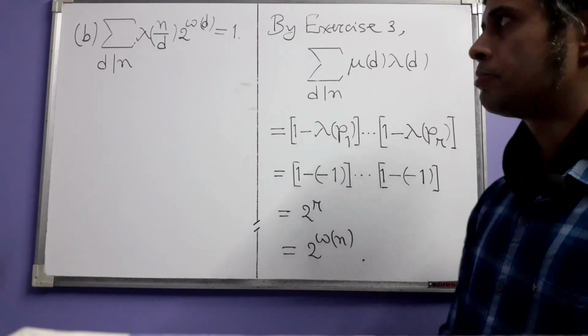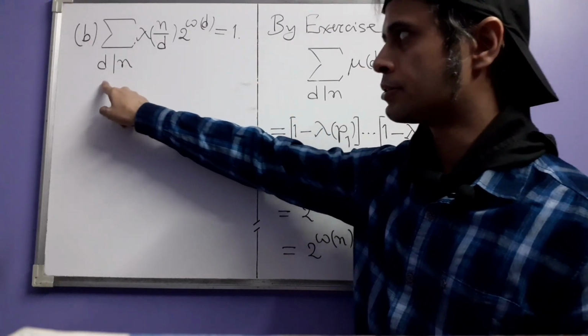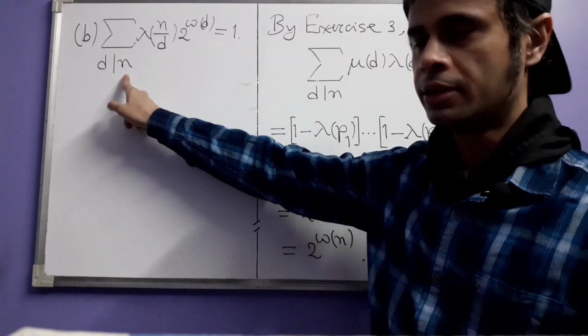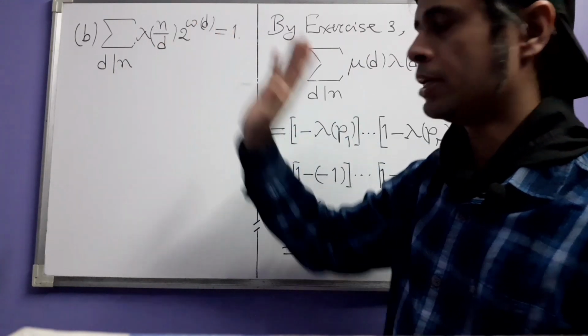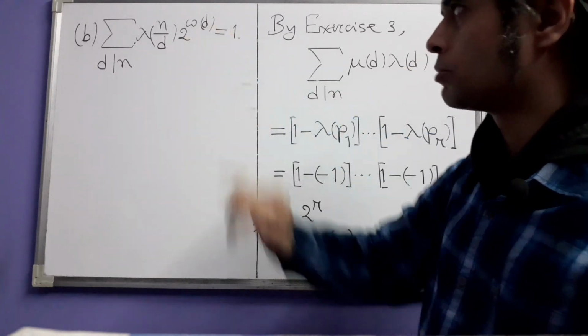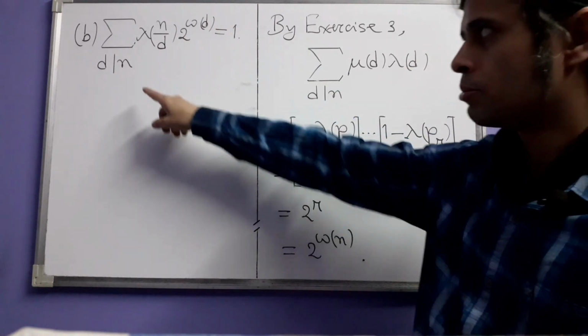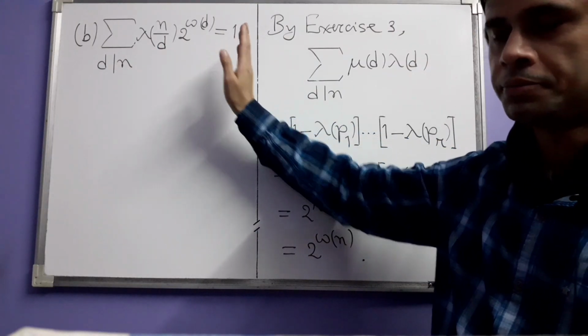The identity in part B is this. Again, another sum where d varies over all the positive divisors of n, and the general term is this: lambda of n divided by d this time, times 2 to the power omega of d, and we have to prove that no matter what n is, the right hand side is always 1.